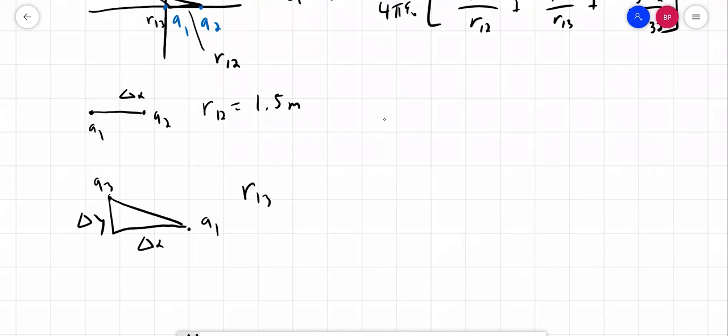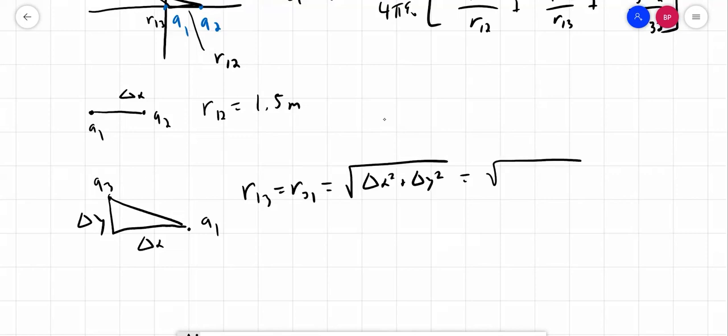So our R13 or 3,1, it doesn't matter. The distance between 1 and 3 is the same as the distance between 3 and 1. It's going to be the square root of our delta X squared plus our delta Y squared. So in our case, this is the square root of negative 0.27 meters squared plus 0.13 meters squared. So this is 0.30 meters.